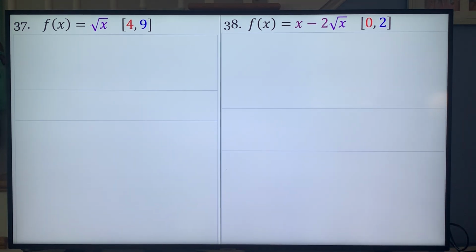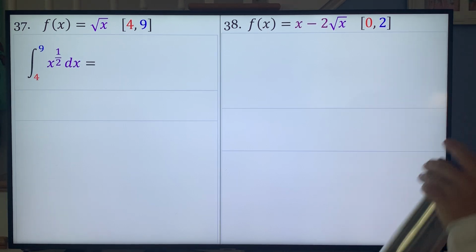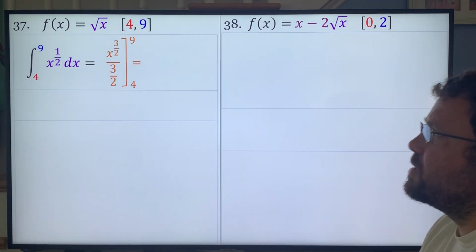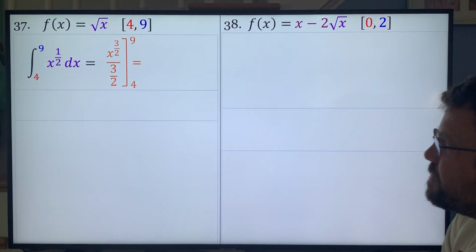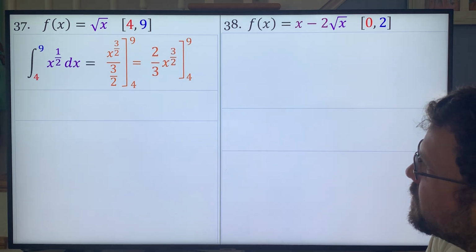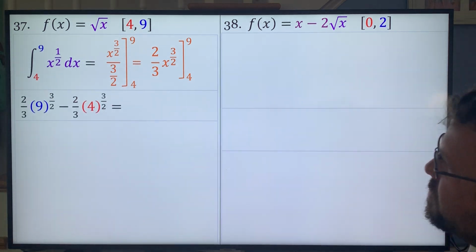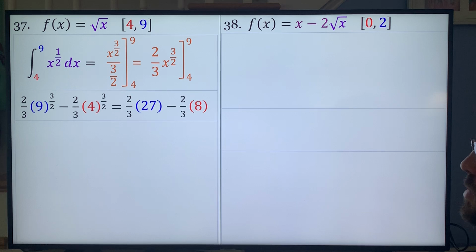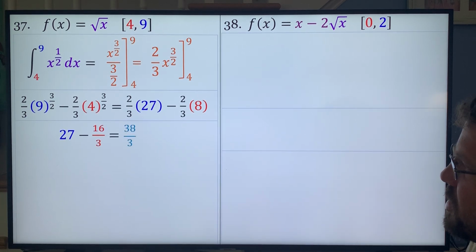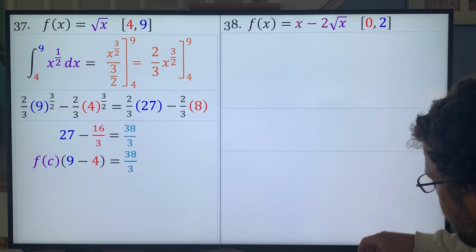There's 38. What do we got? Oh, man, it's a long lesson. X to the 1 half. Integral of x to the 1 half is x to the 3 halves over 3 halves from 4 to 9. 2/3 x to the 3 halves from 4 to 9. F of b, type in 9. F of a. 2/3 times 27 minus 2/3 times 8. Answer is, drum roll please, 38 over 3. All right.